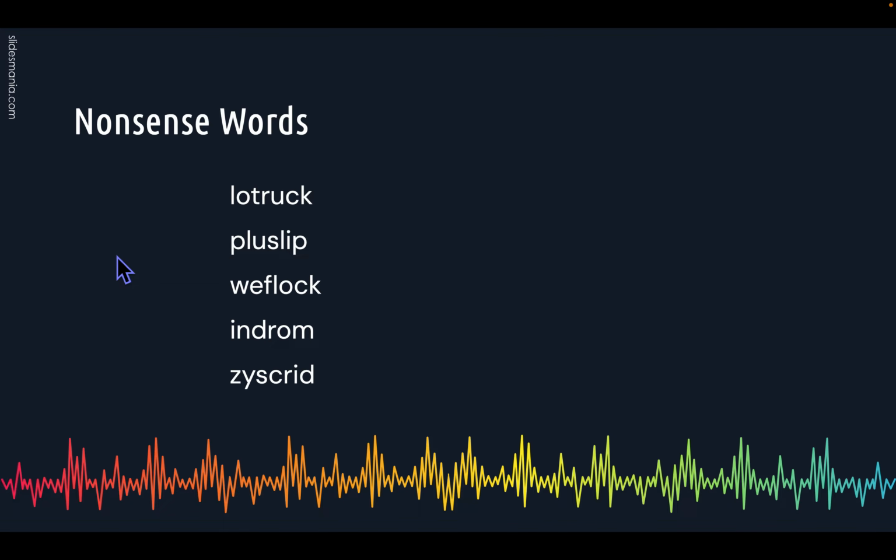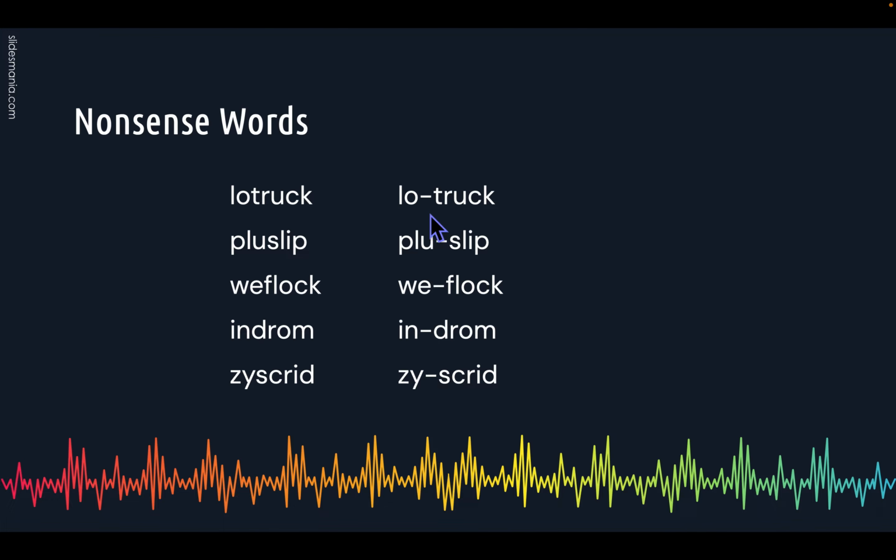Try it with these nonsense words. Low truck. Plew slip. We flock. In drum. Y is at the end of a syllable. That is not the last syllable, so we will try the long I sound first. Zyskrid.